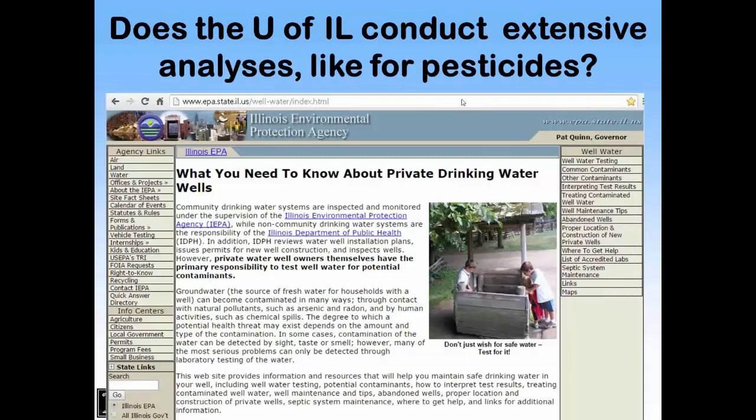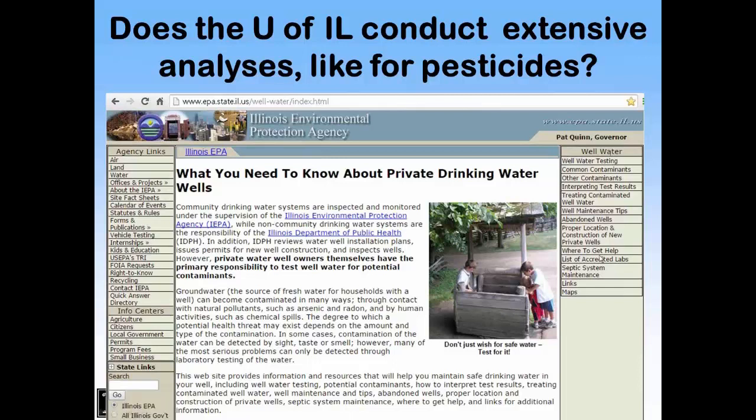Okay, so the first question we got was, does the U of I conduct extensive analysis, like for pesticides? And this is someone who had a shallow dug well and was concerned. I wasn't sure specifically if anyone on campus did a lot of that work. Our lab does not. We just do inorganics and metals. And what everyone suggested is that the Illinois EPA's webpage has a well water page. If you look on the right here, there's a list of accredited labs there.